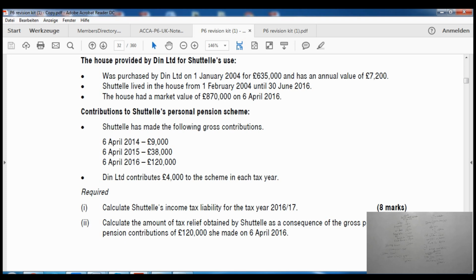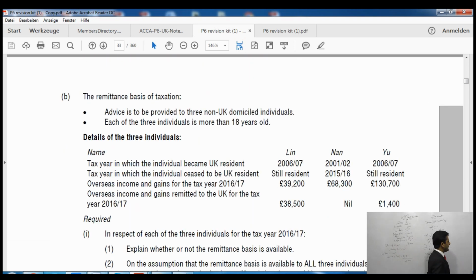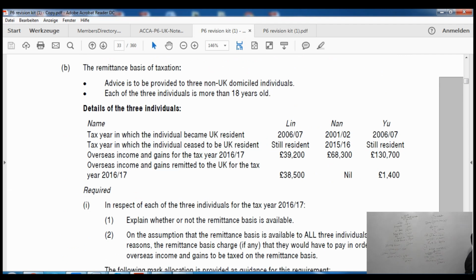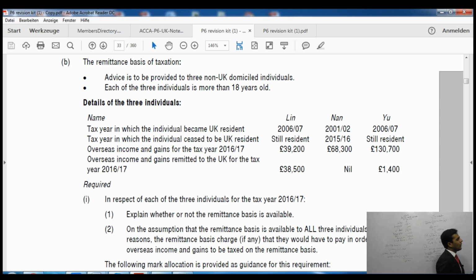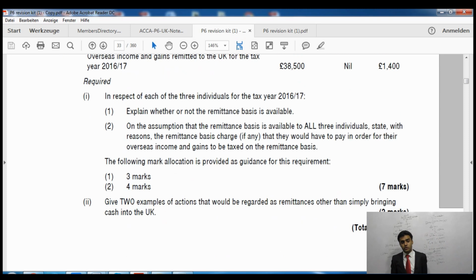Alright, let's move to part B now, and let's look at requirement number 8. It says in respect of each of 3 individuals. So it tells us information about the 3 individuals, and some of them are UK resident, some of them are resident and domiciled, and some of them are just resident and not domiciled. Alright, so there are 3 individuals, and let's read the requirement. So what does it say? Explain whether or not remittance basis is available. So it says tell me if remittance basis is available or not, and on the assumption that remittance basis is available. When it says remittance basis is available, it means automatically available.